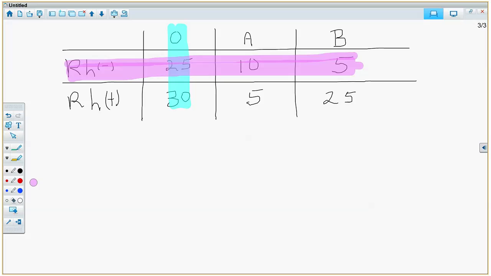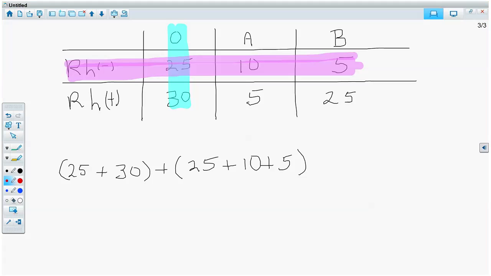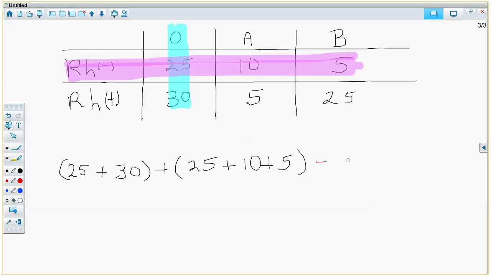So add everything up and always subtract the what? Overlap. So I'm going to go here and I'm going to go 25 plus 30, and I'm going to put that in parentheses. And then I'm going to go plus 25 plus 10 plus 5. And then I'm going to go out here and I'm going to put in red, minus.